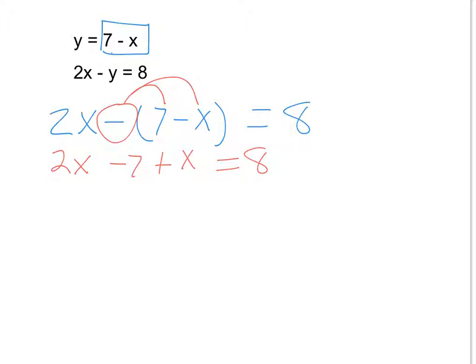So just check your work, make sure you caught that one. 2x plus x is 3x. So we have 3x minus 7 equals 8. Add 7 to both sides.